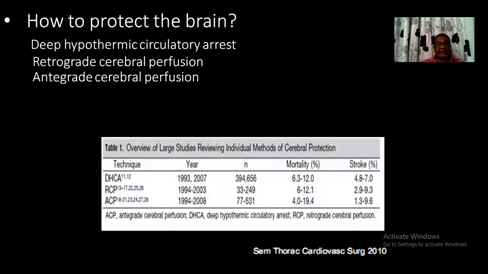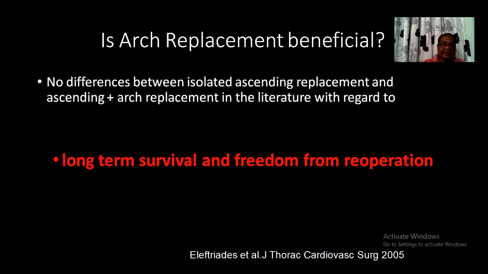So when this radical approach is needed, how to protect the brain? There are several ways of protecting the brain, like deep hypothermic circulatory arrest, retrograde cerebral perfusion through the superior vena cava, or antegrade cerebral perfusion through a selective cannula. Selective arterial cannulation, like axillary artery cannulation and left common carotid artery cannulation, may be necessary in that case.